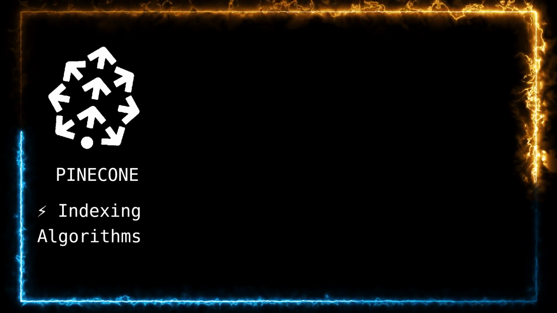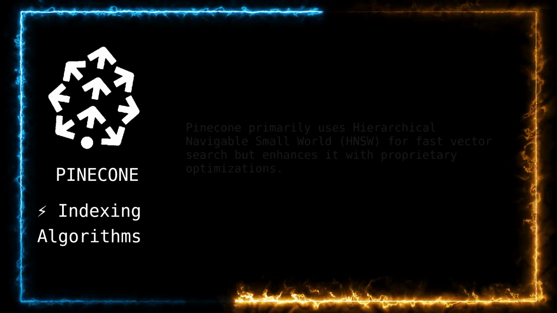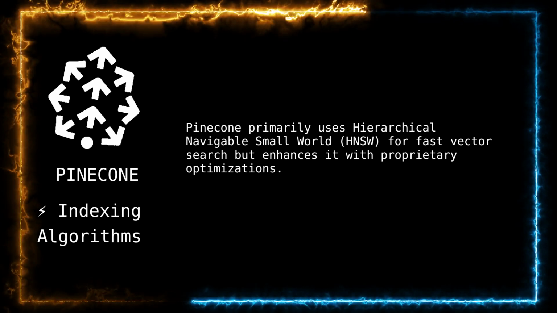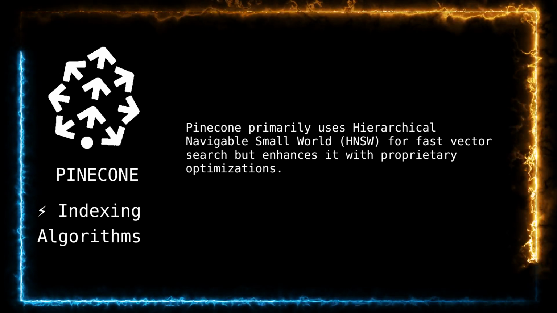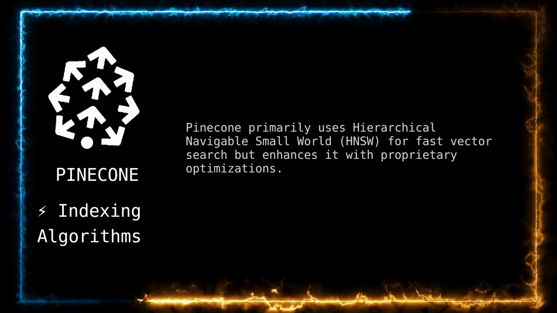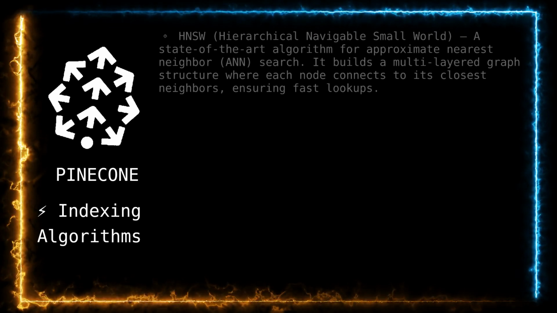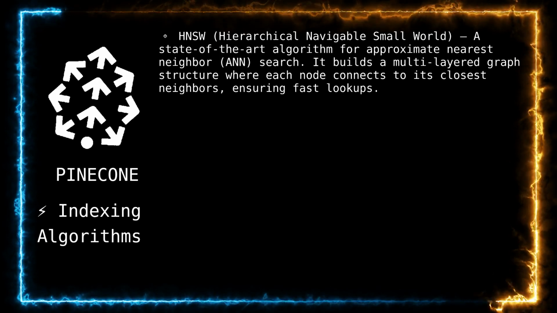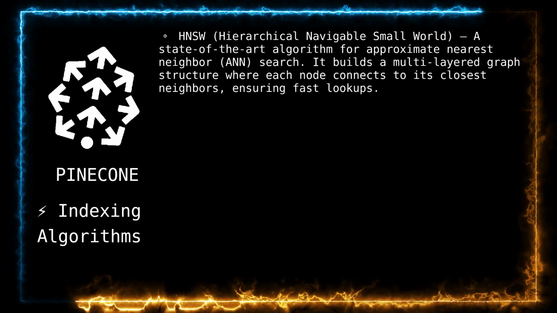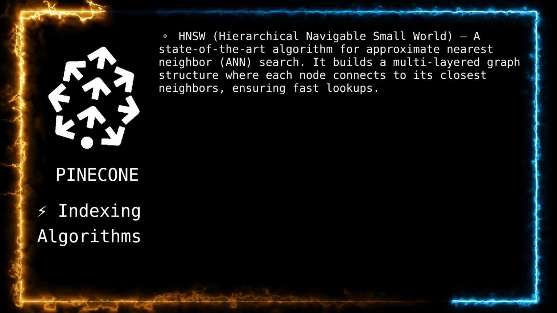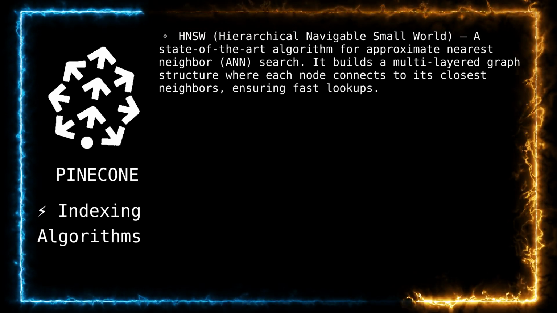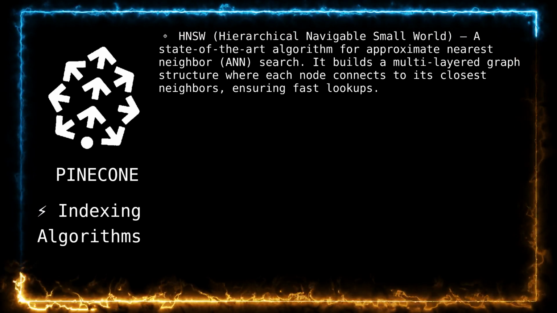Next topic, indexing algorithms. Pinecone primarily uses Hierarchical Navigable Small World (HNSW) for fast vector search, but enhances it with proprietary optimizations. HNSW is a state-of-the-art algorithm for approximate nearest neighbor search. It builds a multi-layered graph structure where each node connects to its closest neighbors, ensuring fast lookups.